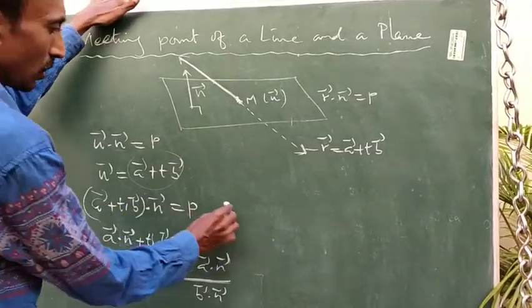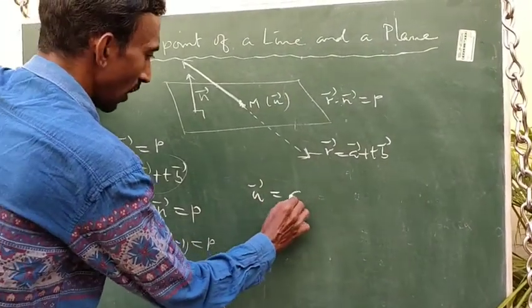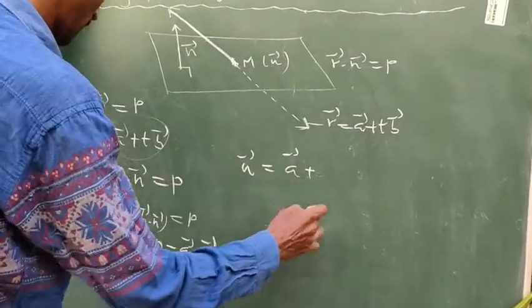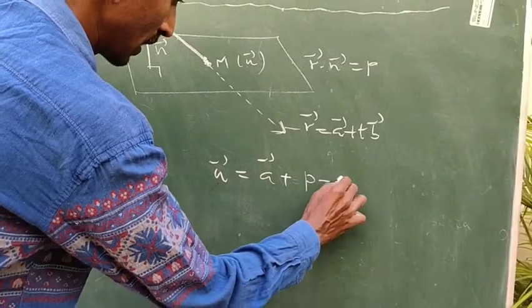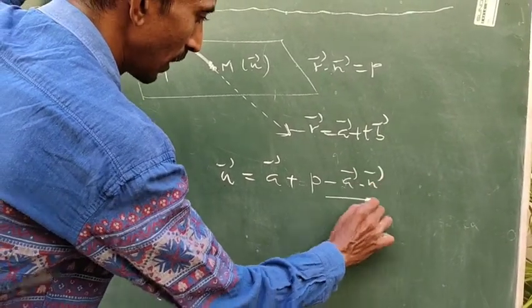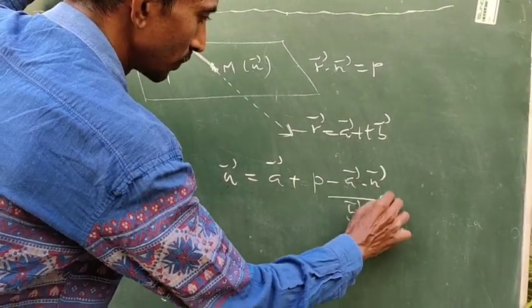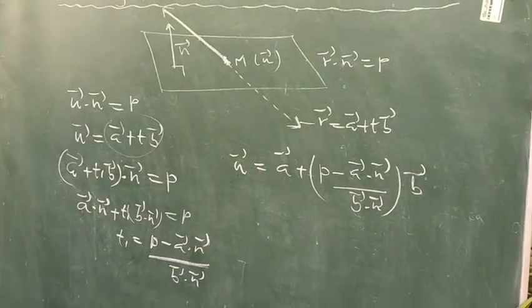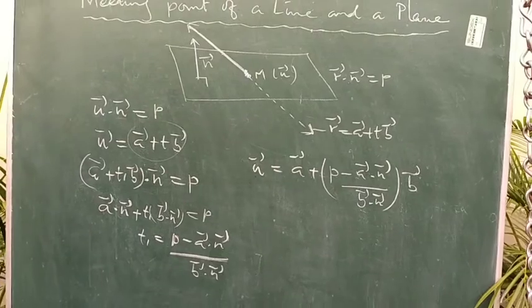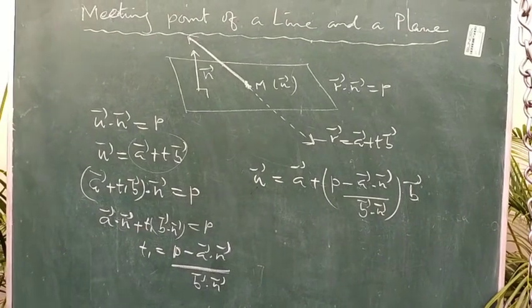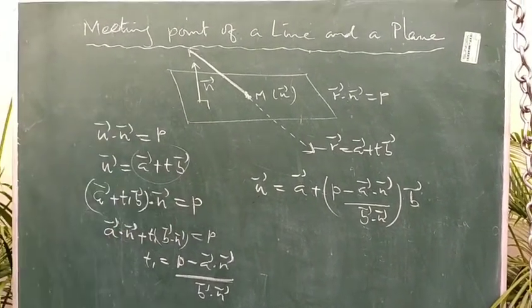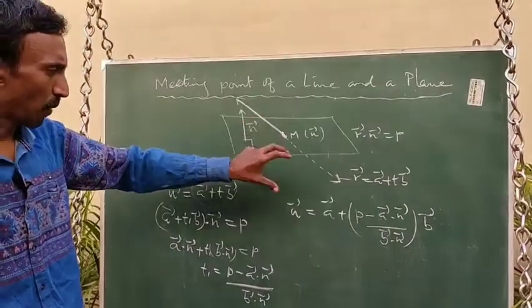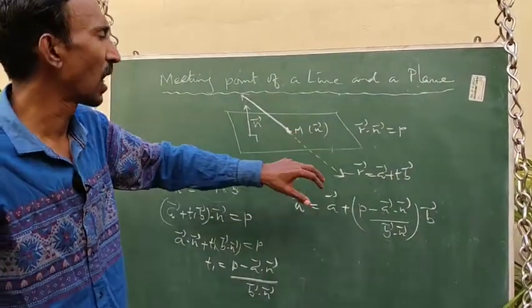So again put the value here. So u vector equal to a vector plus (p minus a dot n) by (b dot n) into b vector. So it is the formula to obtain a meeting point of a line and a plane. It is a formula, but we have a method. Instead of applying the formula, there is a little method.